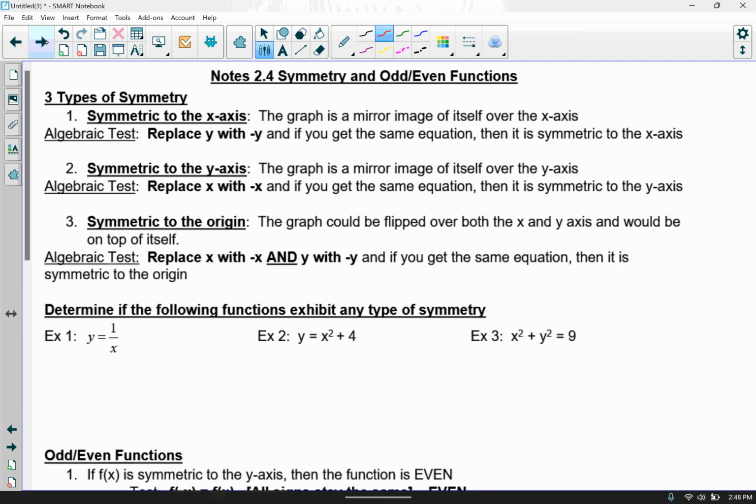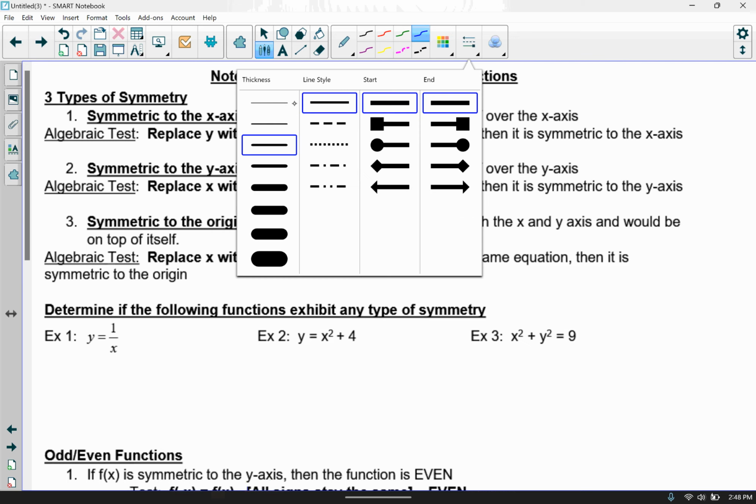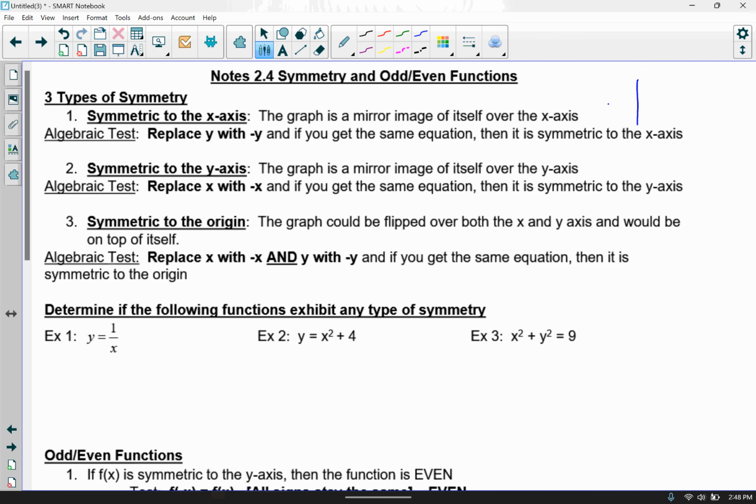In order to be symmetric to the x-axis, if a graph is symmetric to the x-axis, then if I were to fold it across the x-axis, that graph would be on top of itself. Hopefully you would agree, if we fold it across the x-axis, the top part would be on the bottom part, or if you folded it the other way, the bottom would be in the place of the top. You can fold it over the x-axis and it's on top of itself. There is an algebraic test. You replace y with negative y, and if you get the same equation after you clean it up, that's another way to see that it's symmetric to the x-axis.